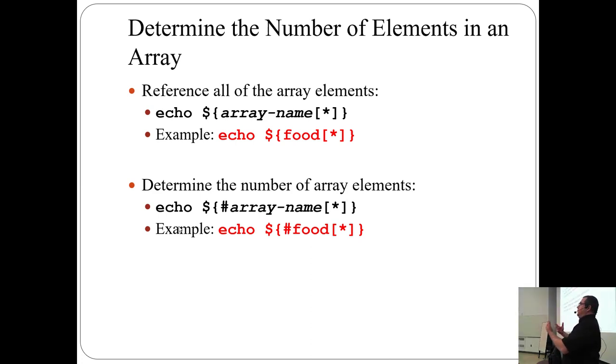Okay, so let's say you want to know how many array elements are in there. It's an important thing to do. Basically put, you'd go echo $ curly, whatever the array is called, square bracket, asterisk. And it'll output how many array elements? 5.